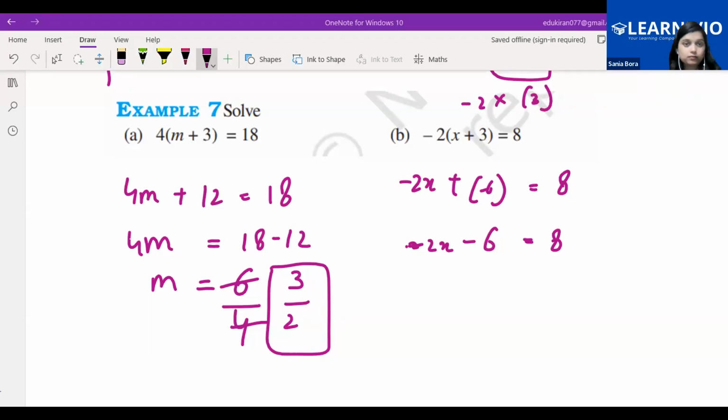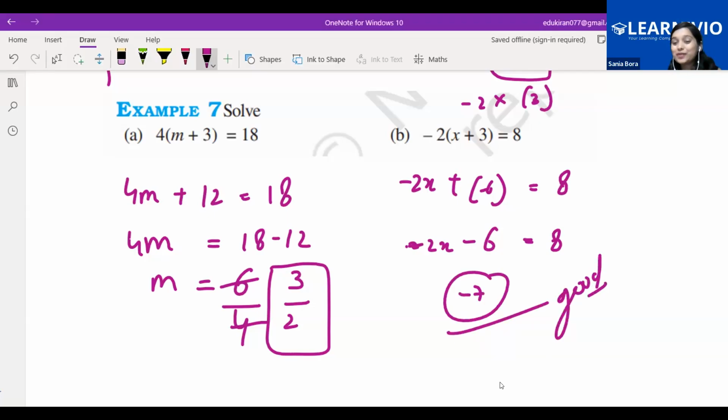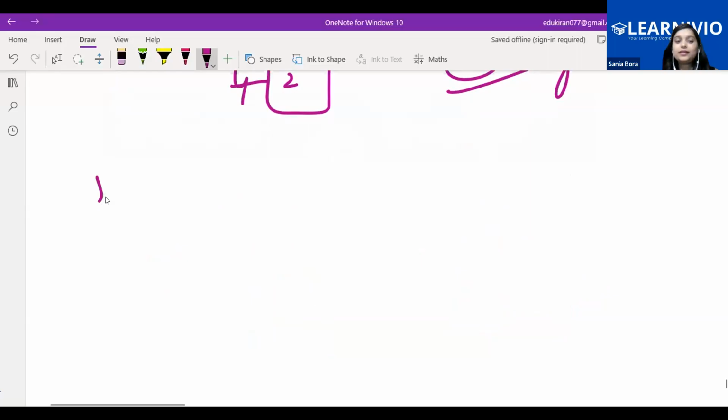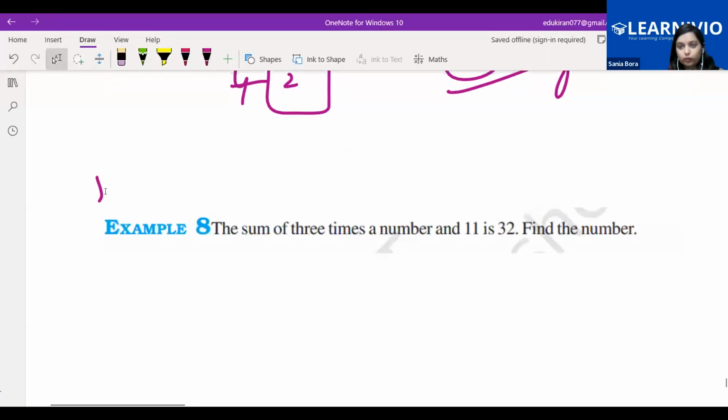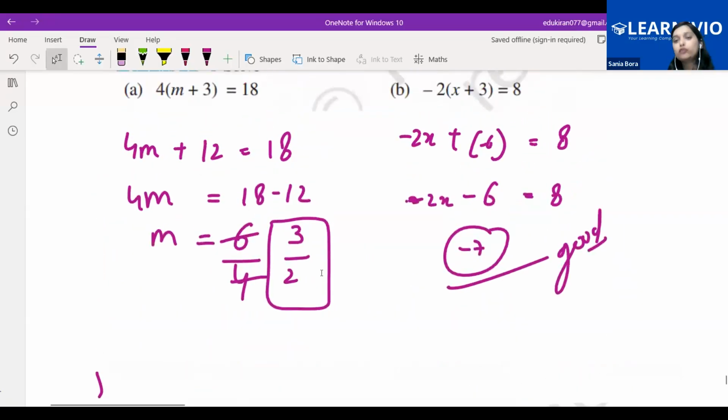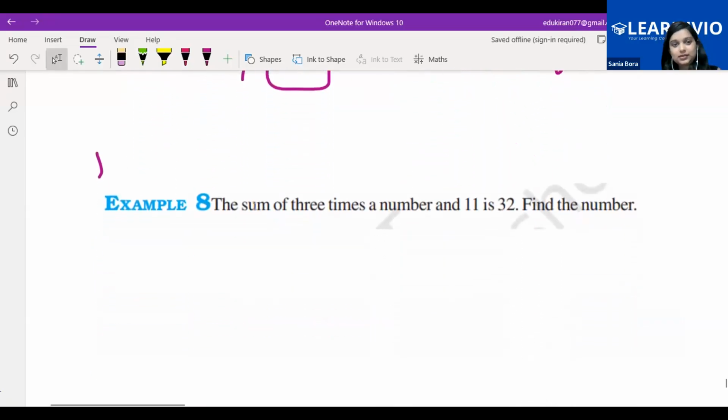Ma'am, the answer is -7. Sure. -7? Yes, ma'am. That's correct. So you don't have to repeat this mistake, okay? Be careful while doing this. Now we will practice these types of questions more. Don't worry, I'm just giving an introduction to these questions. We have a lot of questions in the exercise, so we'll practice it.